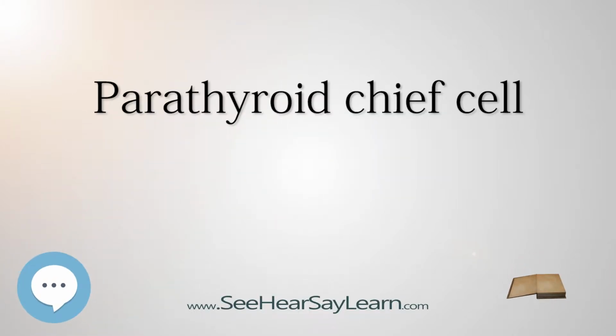Parathyroid chief cells, also called parathyroid principal cells or simply parathyroid cells, are one of the two cell types of the parathyroid glands, along with oxyphil cells. The chief cells are much more prevalent in the parathyroid gland than the oxyphil cells.